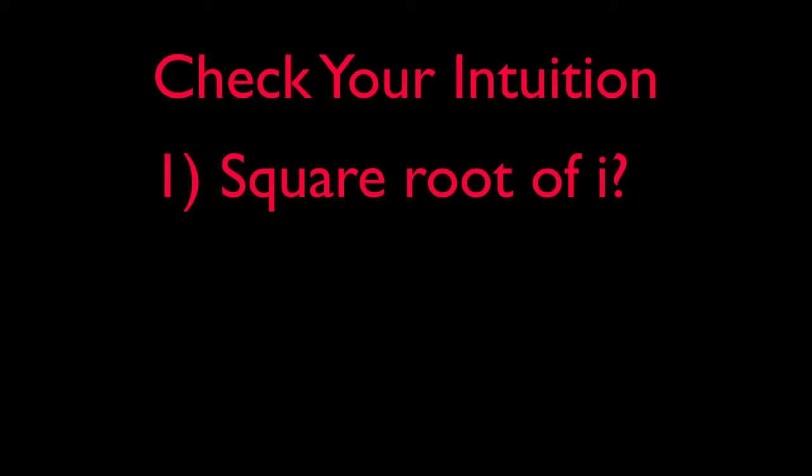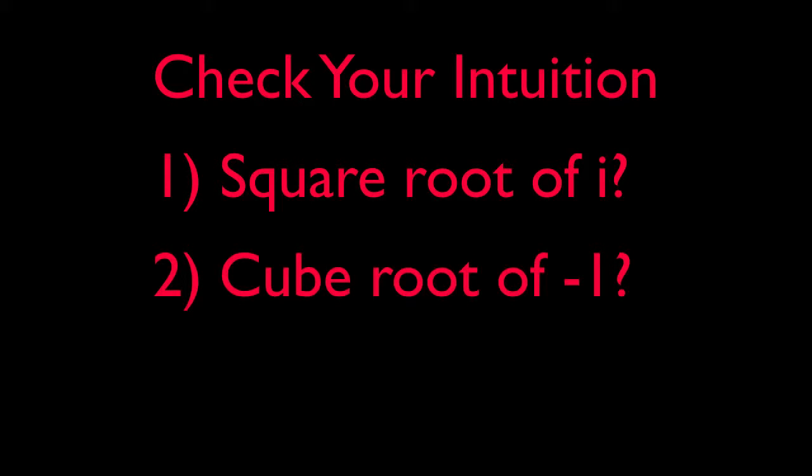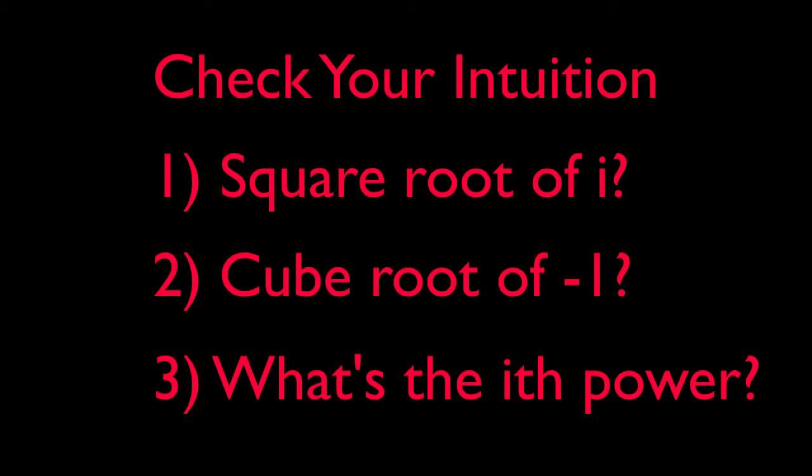Okay, next question. What do you think the cube root of negative 1 could be? So again, if i is getting to negative 1 in 2 steps, what do you think the cube root of negative 1 could be? And how many cube roots are there? Last question. This one's kind of tricky. What do you think raising something to the i power could mean? It's a weird concept, but if we think of exponents as growth and i as rotation, what do you think raising something to the i power could mean?